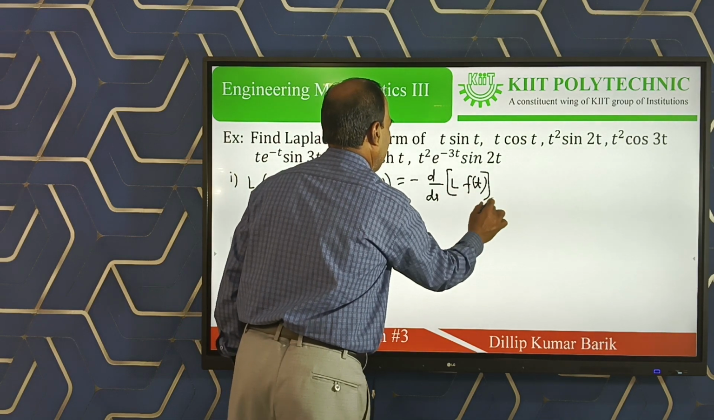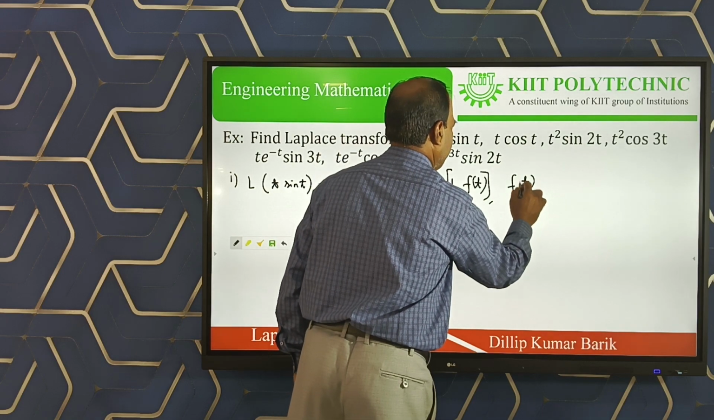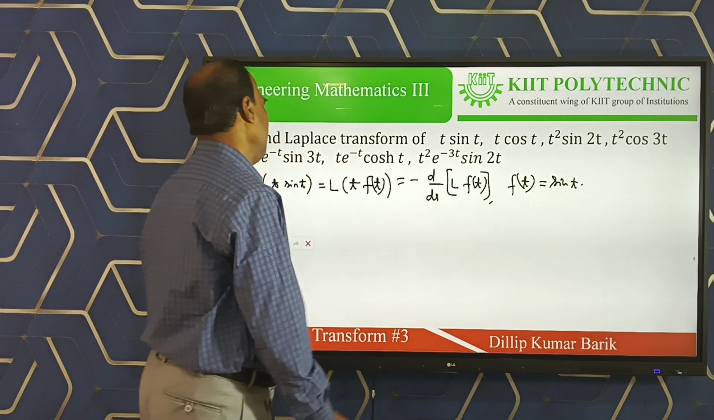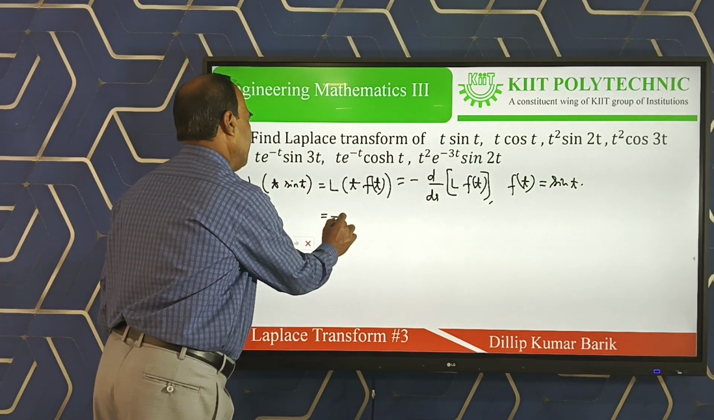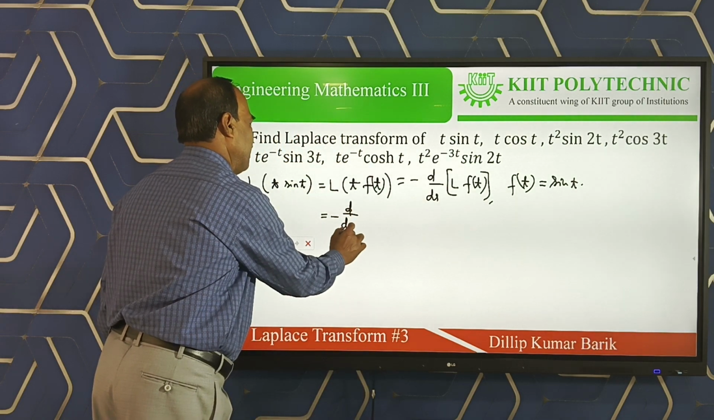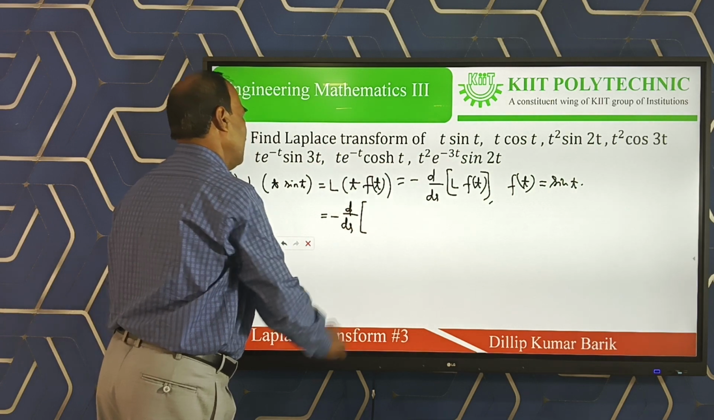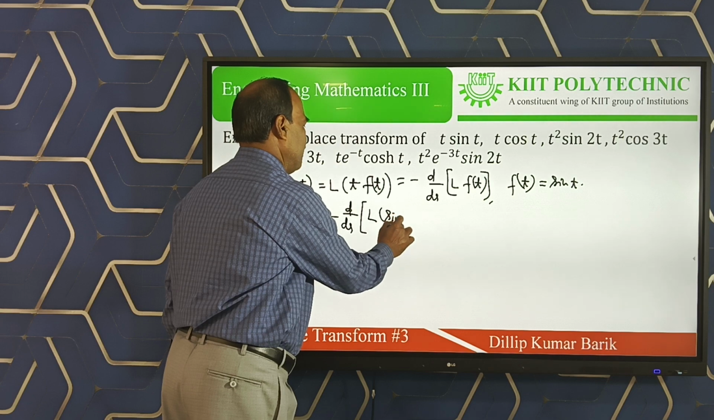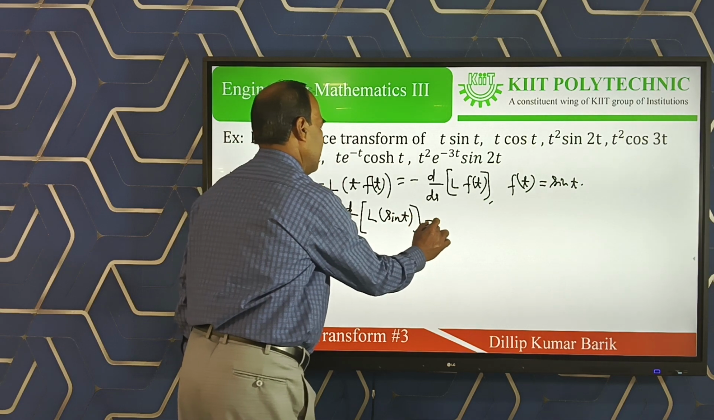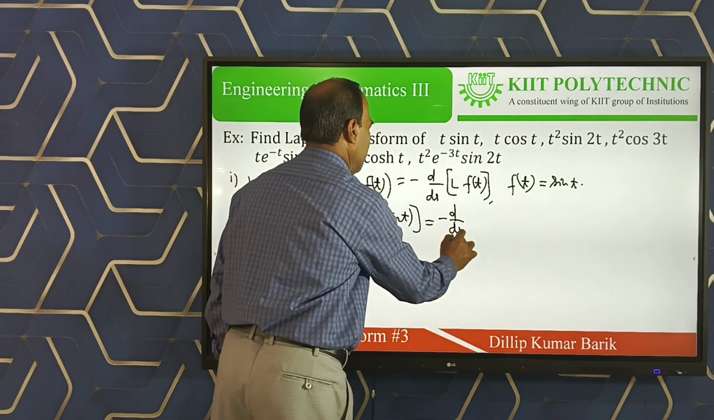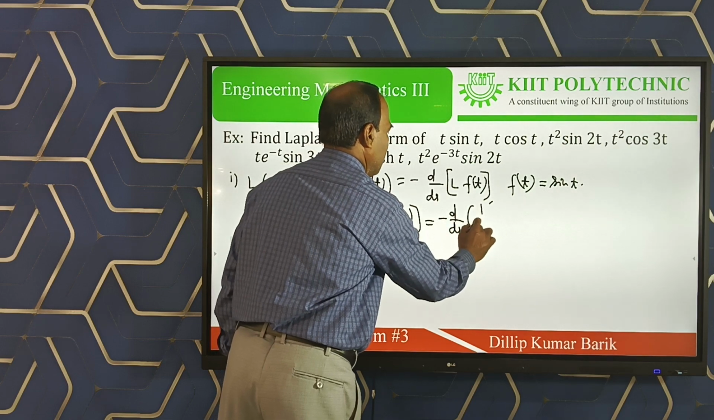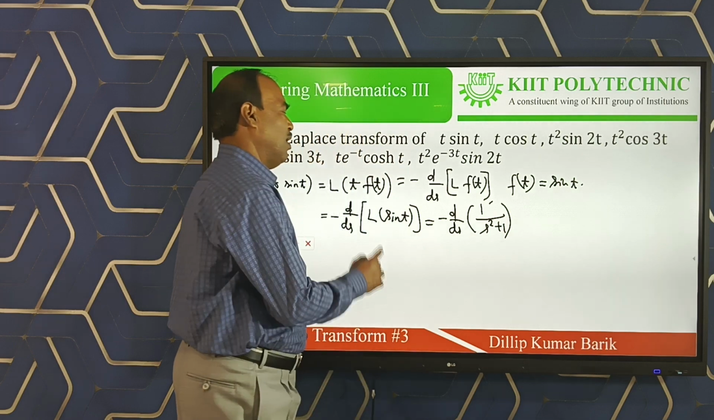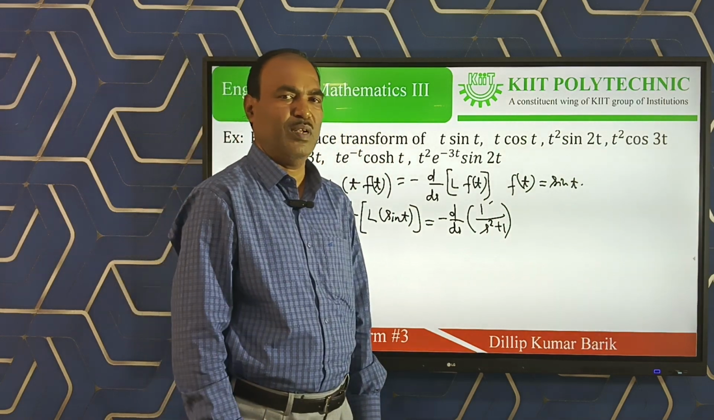What is f(t) here? Here f(t) is equal to sin t. Clearly it is now minus the first derivative of Laplace of sin t. Laplace of sin t is nothing but 1 by s square plus 1. Again, how to find the derivative of 1 by s square plus 1?